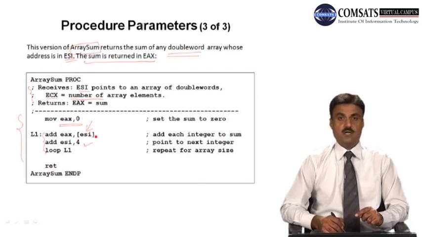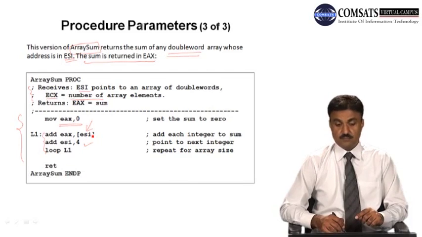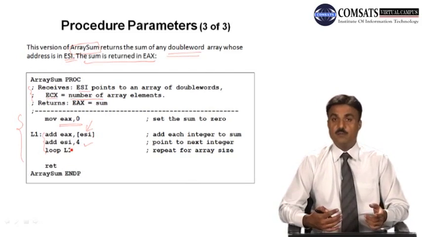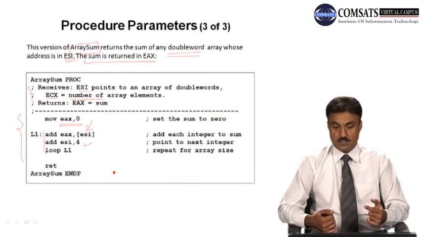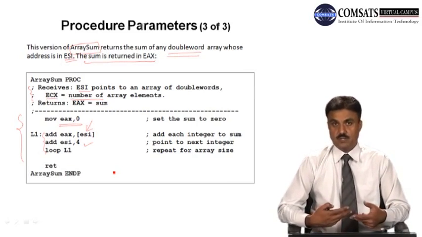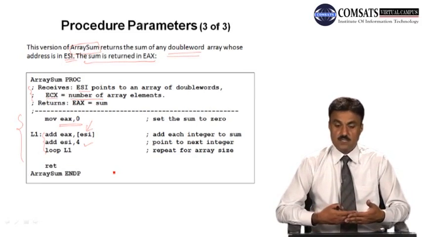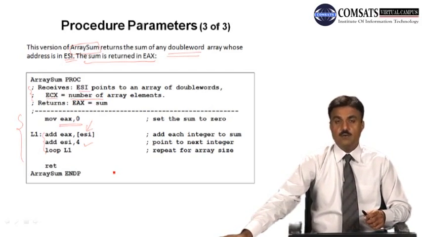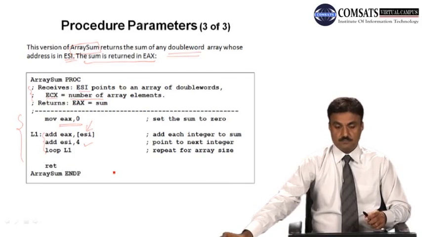Here you can assign the address of any array in ESI whatsoever, but it should be a double word array, because we are using EAX, a double word, to store these elements and perform addition. So these are the 2 things. First, ESI must contain the double word array address, or pointer to the double word array, and ECX must have the number of elements, the length of that array, and EAX will have the total sum.